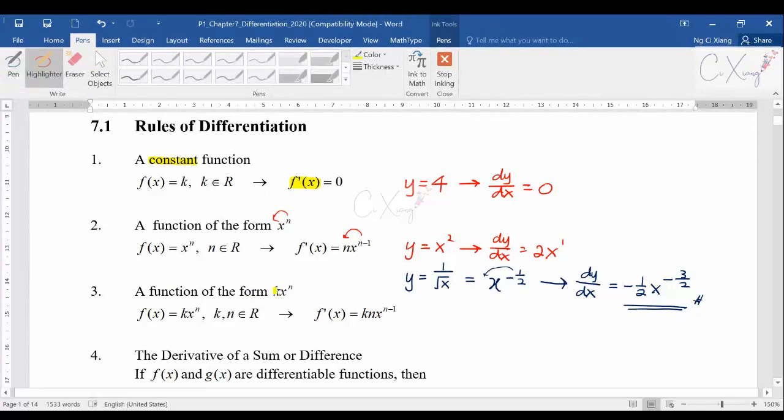Next one, a function of the form k x power n. If you are having k x power n, then what you do is that the k, you just copy it.